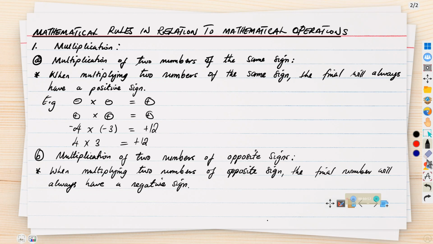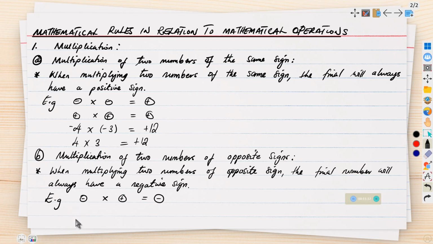Will always have a negative sign. Okay, so when you are multiplying two numbers of opposite sign, just know that the final answer will have a negative sign. That is the rule there. Okay, then e.g. we have a negative number being multiplied with a positive number. The final answer will always have a negative sign.